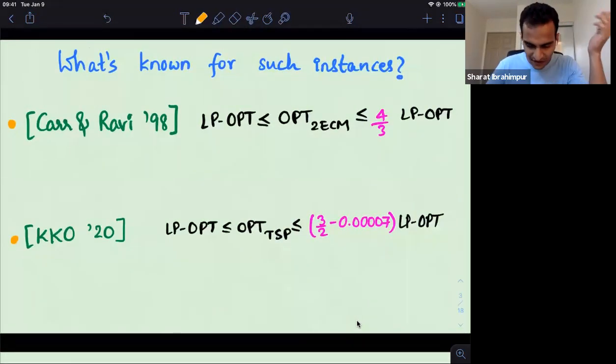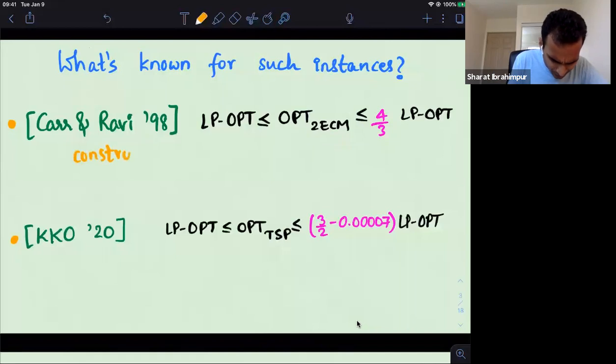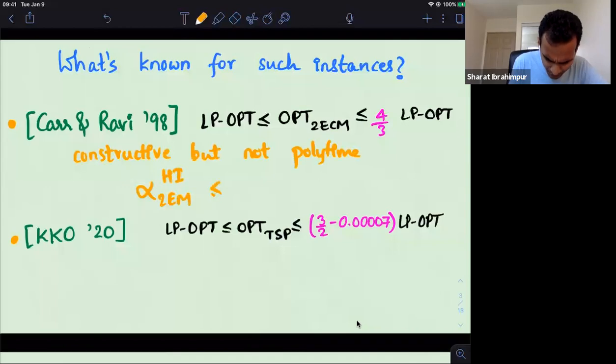Let me mention some relevant results that are known for such instances. More than 2 decades ago, Carr and Ravi showed that for the 2ECM LP, the integrality gap is at most 4/3. What Carr and Ravi showed is that they gave a constructive algorithm, but this is not polytime. And so essentially this shows that alpha of 2ECM with respect to half integral instances is at most 4/3.